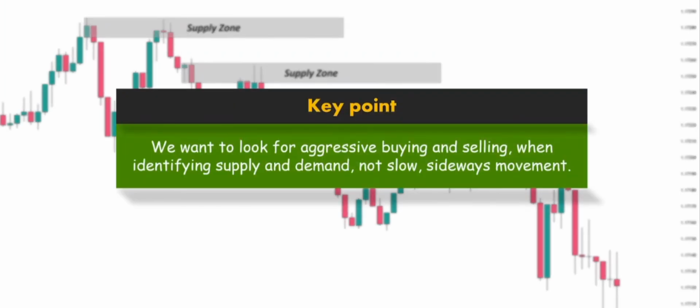But the key point here is that we want to look for aggressive buying and selling when identifying supply and demand, not slow, sideways movement. Strong zones are usually created by impulsive price moves, showing clear imbalance between buyers and sellers.